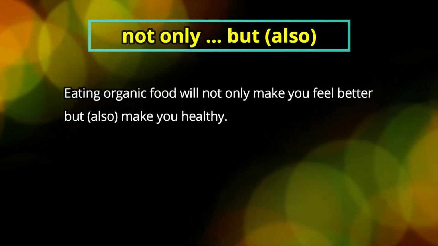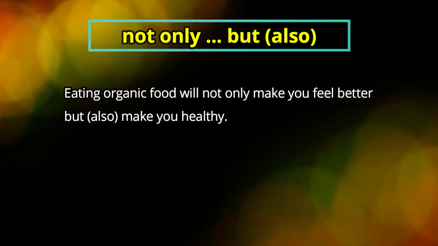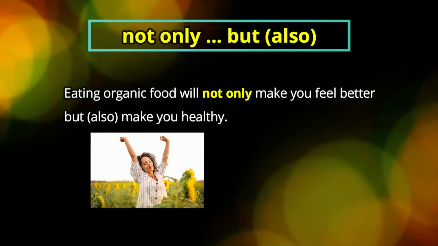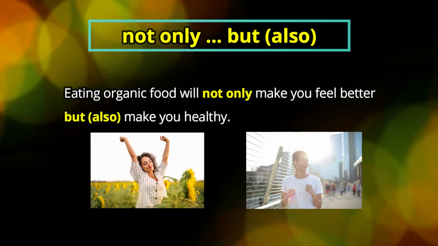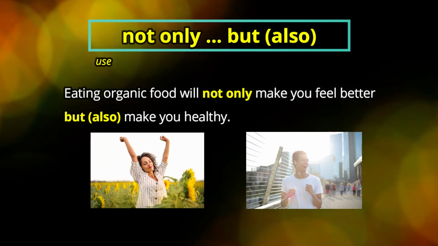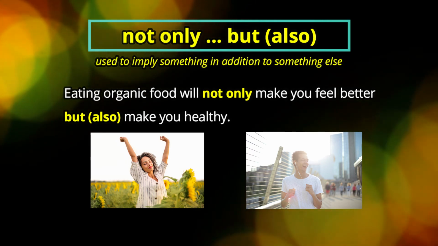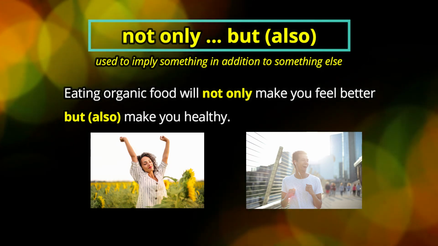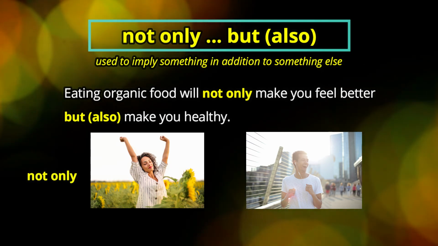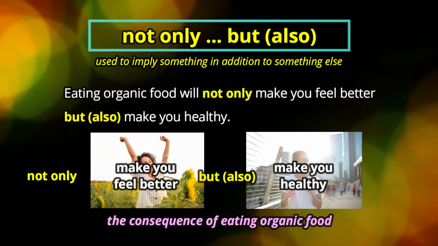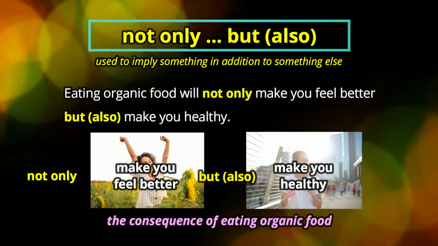Next, we have not only and but also. I have also in parentheses because sometimes we don't use it. In our example, eating organic food will not only make you feel better, but also make you healthy. And we're using this to imply something in addition to something else. So we're talking about two things here about organic food. Not only will it make you feel better, but also make you healthy. It's just like adding another thing on.